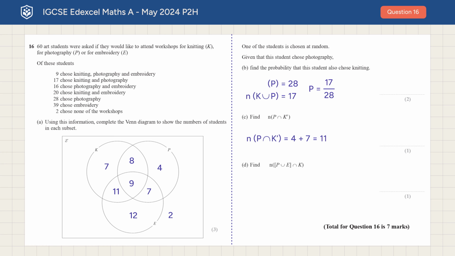Looking at our Venn diagram, there are 3 distinct sections that fit this description. The section where knitting and photography overlap, which has 8 students. The section where knitting and embroidery overlap, which has 11 students. And the very center, where all 3 overlap, which has 9 students. To find our total, we simply add these 3 sections together. 8 plus 9 plus 11 equals 28. So the number of students in the set P union E intersection K is 28.